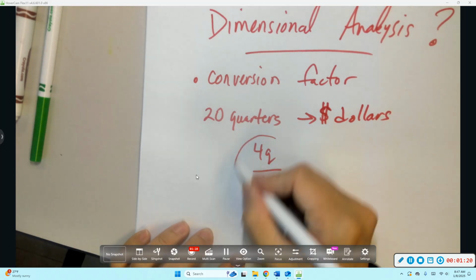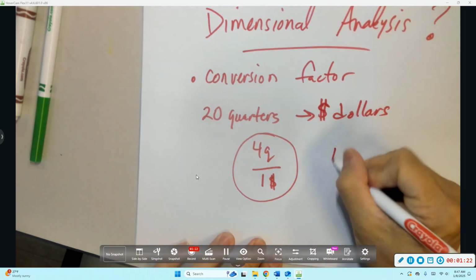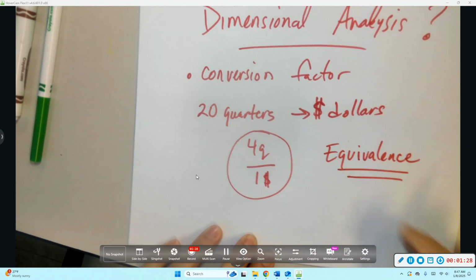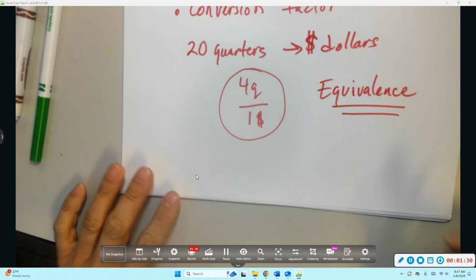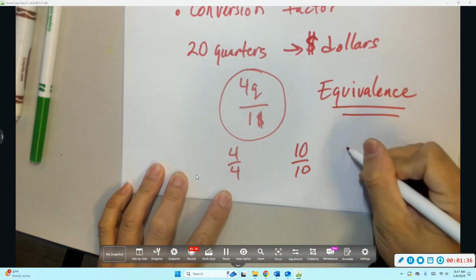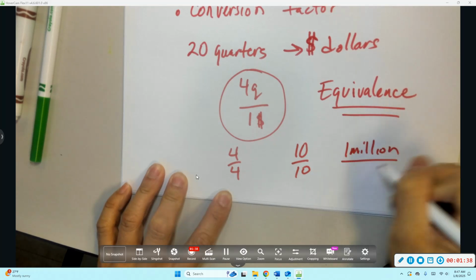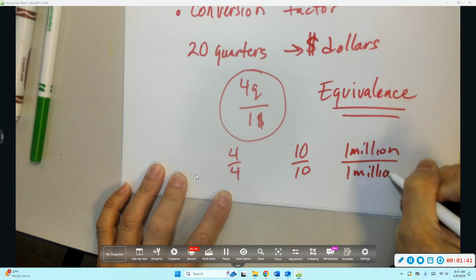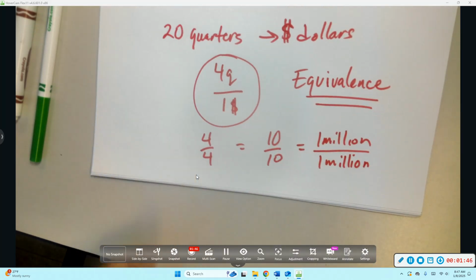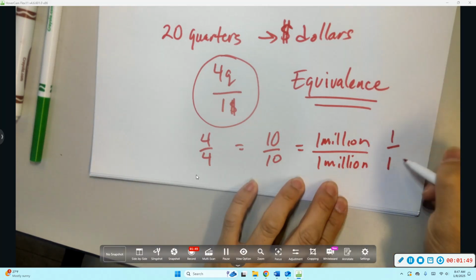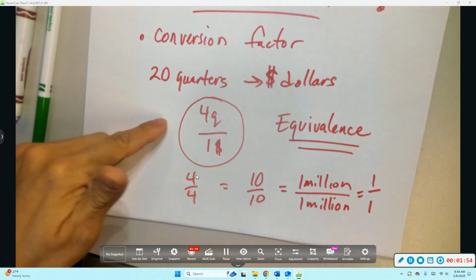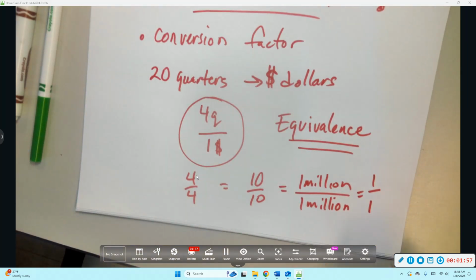So this is a conversion factor. It's an equivalence. Top and bottom. So in math, if you have top and bottom the same, let's say 4 over 4 or 10 over 10 or 1 million over 1 million, doesn't matter how big or how small the number is, if the value of the top is the same as the bottom, what does that equate to? That equates or simplifies to 1 over 1. So a conversion factor is basically a ratio of two different things that equals 1.